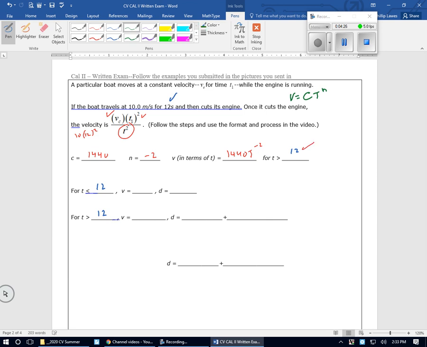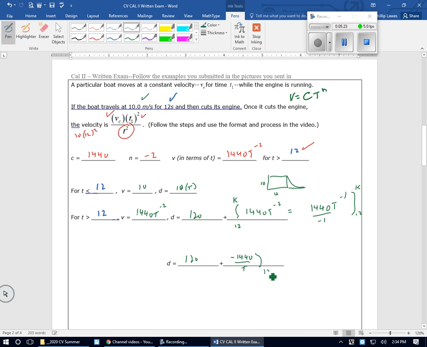So now for t less than 12, the velocity is 10, constant velocity. And the distance is simply 10t. For t greater than 12, my velocity is 1440 t to the negative 2. And my distance is how far I traveled at the constant velocity plus the integral after I cut my engine. So it is 120 plus the integral from 12 to sometime k of 1440 t to the negative 2, which is 1440 t to the negative 1 over negative 1 from 12 to k. So my distance is 120 plus negative 1440 over t from 12 to k.